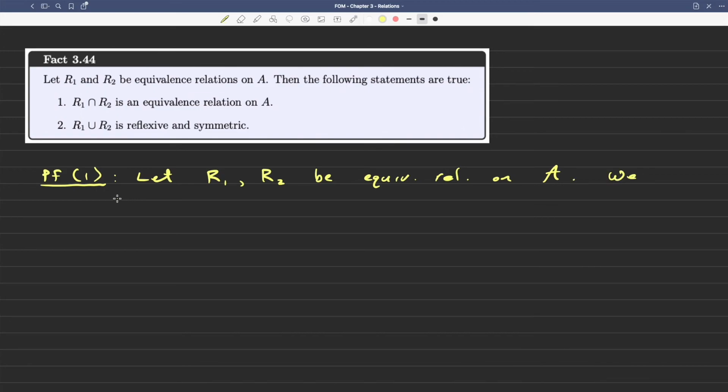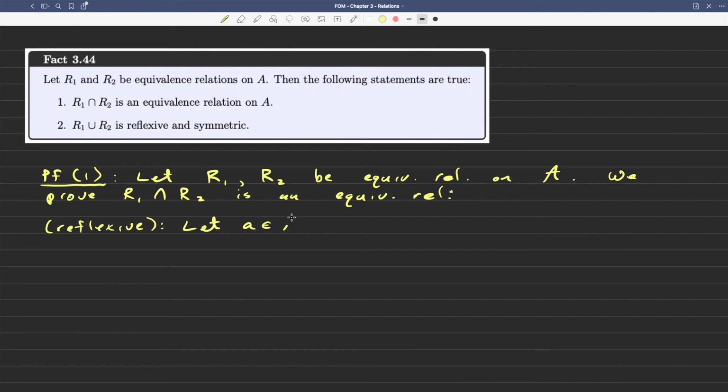So here we prove R1 intersect R2 is an equivalence relation. So we need to establish reflexivity. To do that, I'm going to take an arbitrary element A in the underlying set, and I want to show eventually that A is related by the intersection R1 intersect R2 to A. Well, let's see how we can go about that.